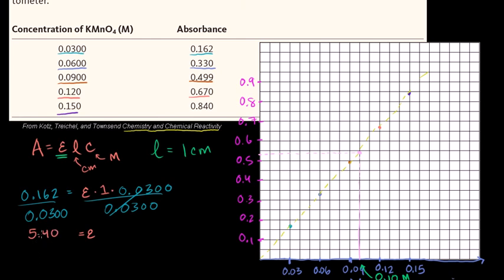We could figure out that we'd actually divide by 1 in both cases, but we just want the number here. But if we wanted the units, you'd want to divide by that 1 centimeter as well.